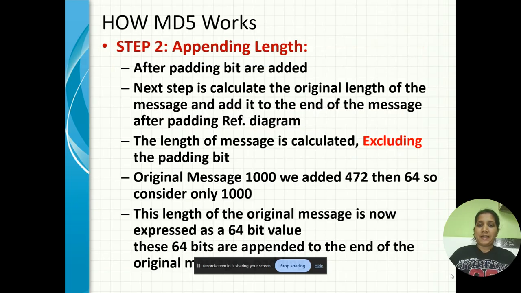Step 2, appending length. After padding, 64 bits are added. The next step is to calculate the original length of the message and add it to the end of the message after padding. Refer to the diagram. The length of the message is calculated excluding the padding bits. Original message 1000, we add 472, then 64, so consider only 1000. This length of the original message is now expressed as a 64-bit value. These 64 bits are appended to the end of the original message plus padding.